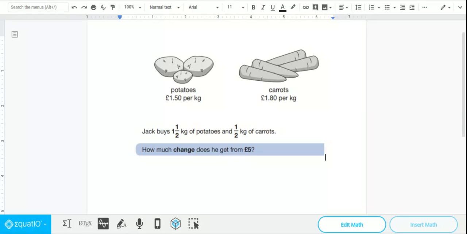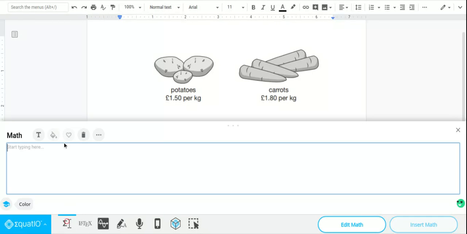Hope everybody is well. This is the fourth video in the Year 6 SATS past paper reasoning questions. So let's begin. This question, as you can see, there are some potatoes and some carrots. The potatoes are £1.50 per kilogram and the carrots are £1.80 per kilogram. Jack buys 1.5 kg of potatoes and 1/2 kilogram of carrots. So he buys 1.5 of this and 1/2 of this. It says, how much change does he get from £5?